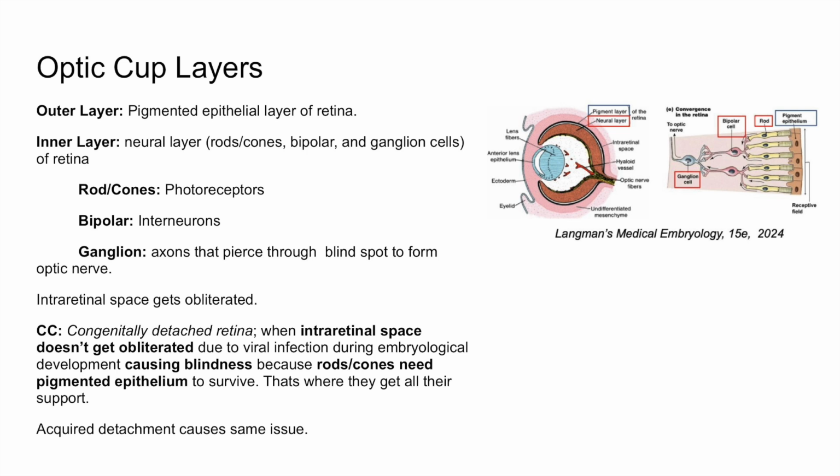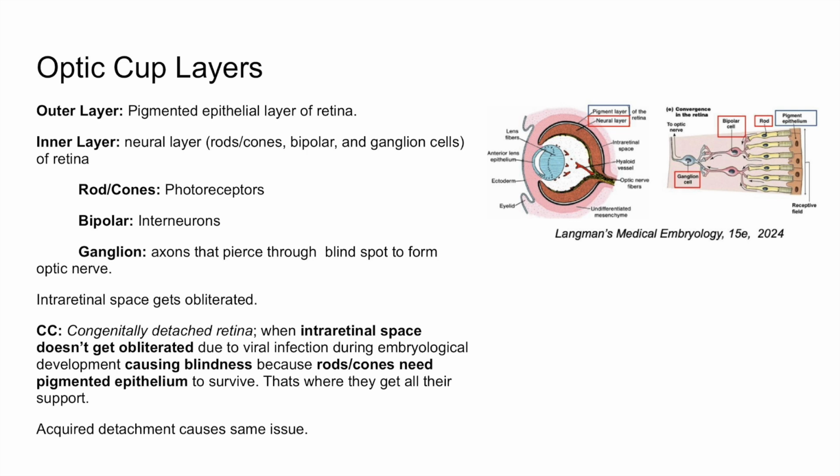A key structural concept is that during development, there is initially a space between the inner and outer layers called the intraretinal space, which we touched on the previous slide, but this space normally gets obliterated as they later fuse together. And so this is critical because the photoreceptors in the neural retina depend on the close contact with that retinal pigment epithelium for survival and function. So if that connection is disrupted, the photoreceptors lose their support and begin to degenerate.